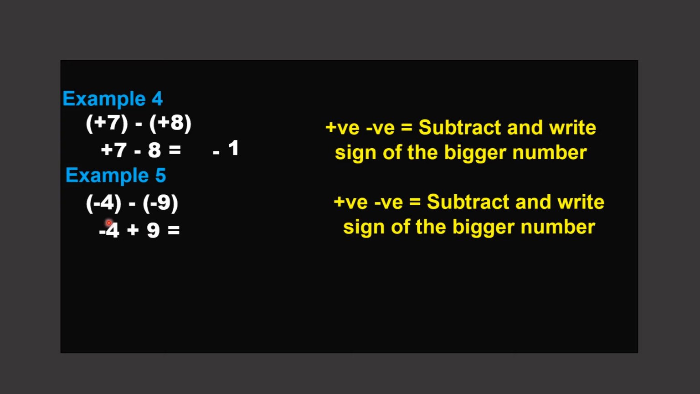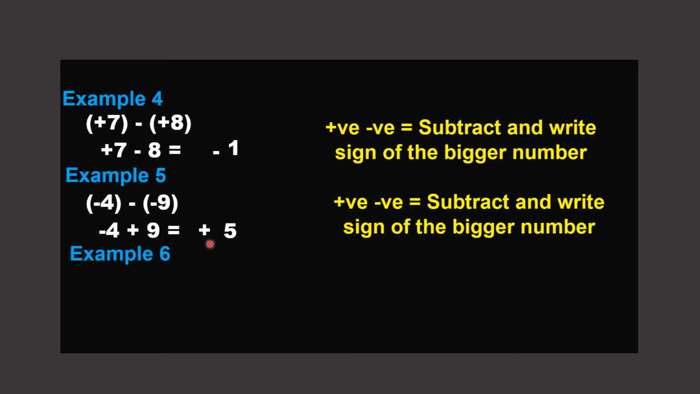So we will be subtracting and writing the sign of the bigger number, right? So subtract 9 and 4 will give you 5, right? And the bigger number here is 9. So 9 is having what sign? Plus sign. So the answer also should be having the plus sign. So minus 4 and plus 9 will give you plus 5.